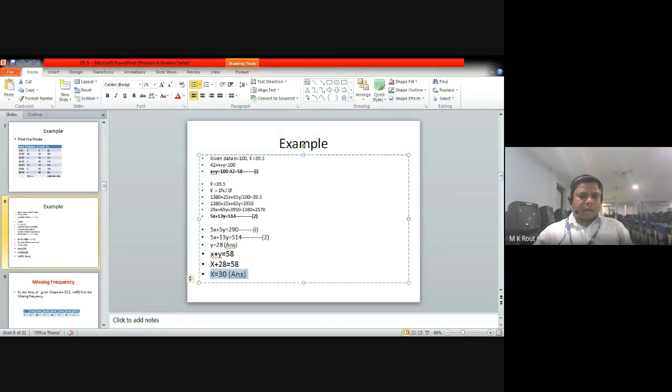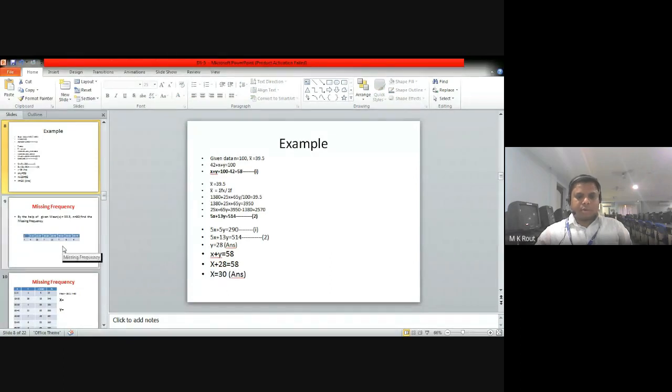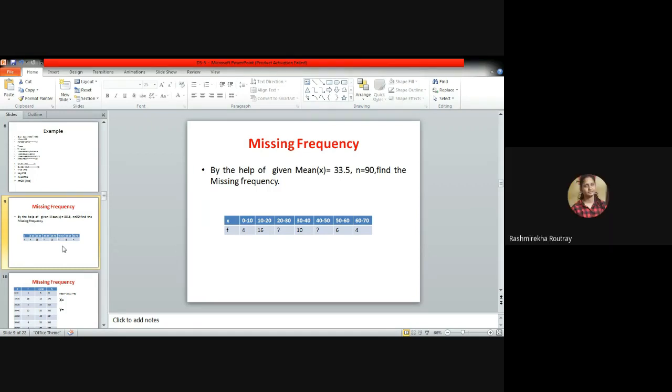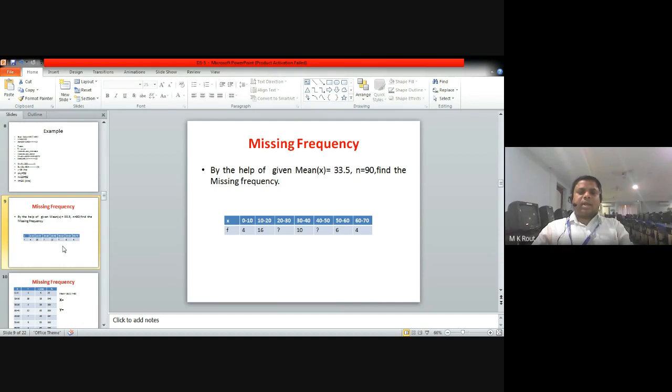Moving to the next type of problem. Same type of problem. This is for your practice. Here, by the help of the given matrix, the mean is given, and the number of observations is 90. Find the missing frequency. Which type of data is given here? It is a continuous series. So, similar to the previous one, you have to find the mid value. After the frequency column, make a column of mid value, then proceed for f into x. Try to solve this one.